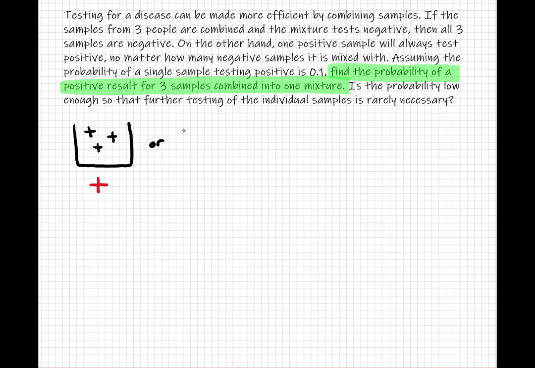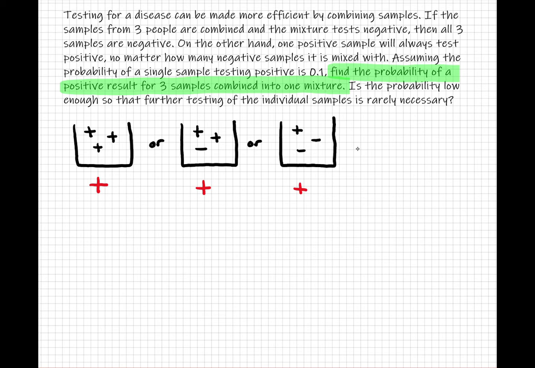Or there could be 2 positives and 1 negative in there. So 2 pluses and 1 minus. Remember, it only takes 1 positive for the whole batch to be positive. Or there might be 1 positive sample in the mixture, so 1 plus and 2 minuses. And in that case, the sample will also test positive. Remember, if there's at least 1 positive in the mix, then the whole mixture is positive.